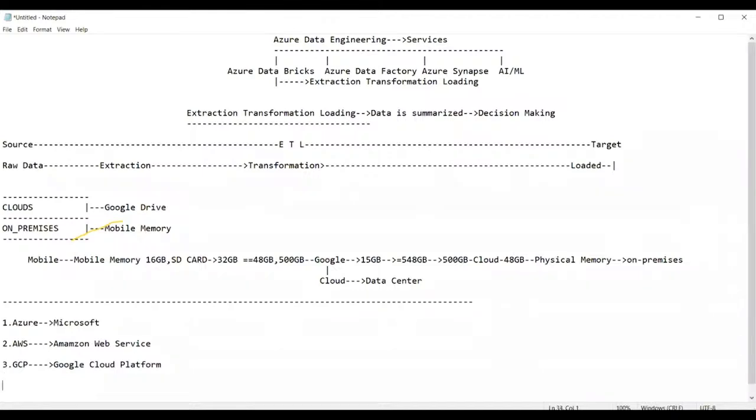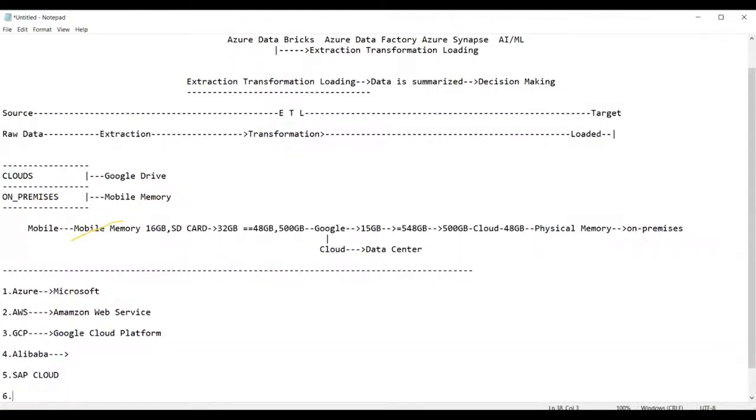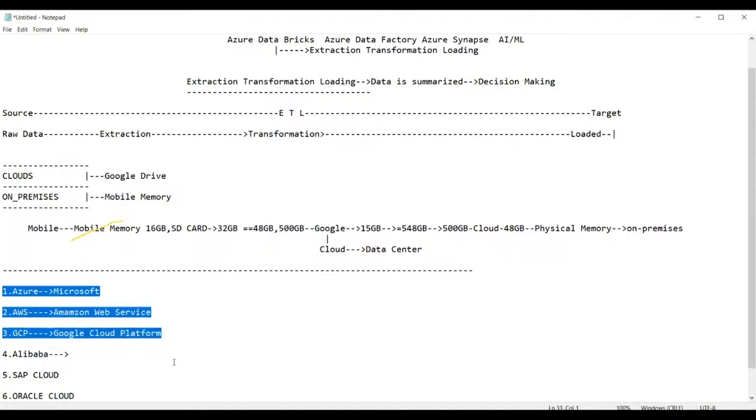Then we have Alibaba, a China-based cloud provider. Then we have SAP Cloud, and likewise Oracle Cloud, etc. These are all cloud providers. But the market leaders are the first three, and number one in providing cloud services is Azure.